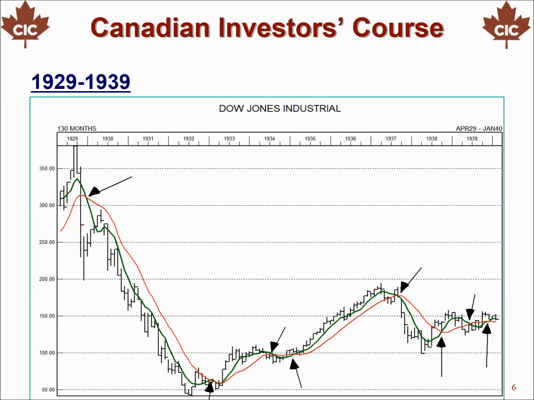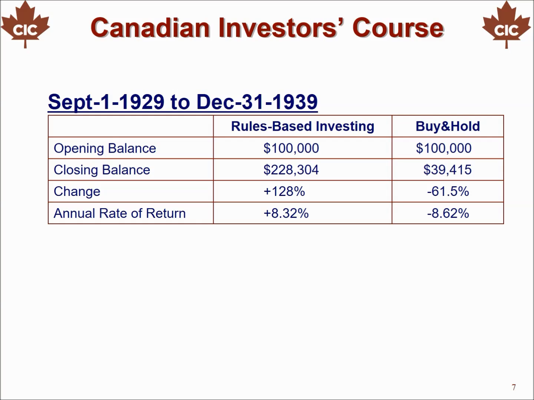So let's start with the Dow from 1929 to 1939. There was plenty of opportunity to buy and sell based on the moving average crosses. So opening balance, $100,000. Buy and hold, the same for rules-based investing and buy and hold. The closing balance for rules-based investing was $228,000. The closing balance for buy and hold was $39,000. For a 61% loss versus a 128% profit for rules-based investing. Annual rate of return was 8.32 versus minus 8.62.